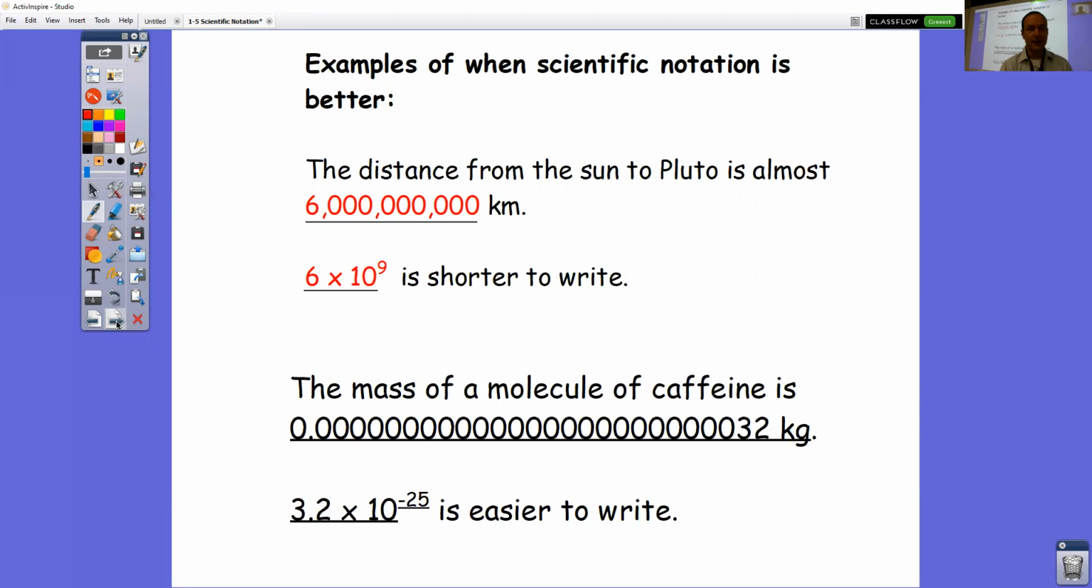Going the opposite way with a negative exponent, the mass of a molecule of caffeine is 0.00032 kilograms. Instead of writing all those zeros, 3.2 times 10 to the negative 25th is a lot easier to write and read.